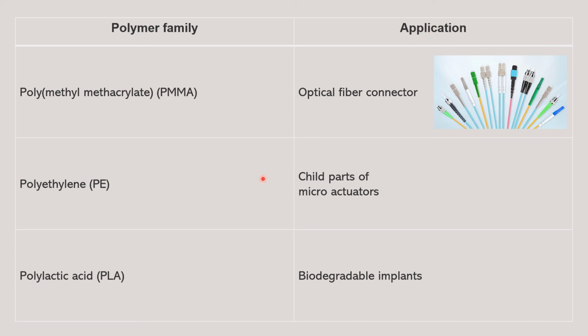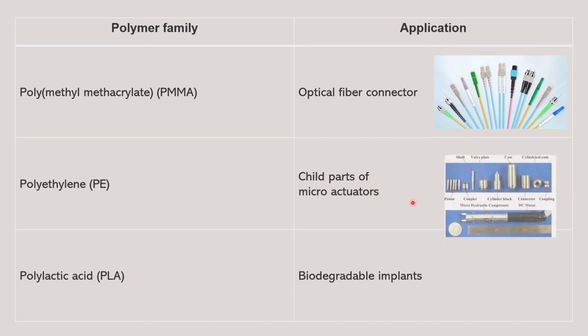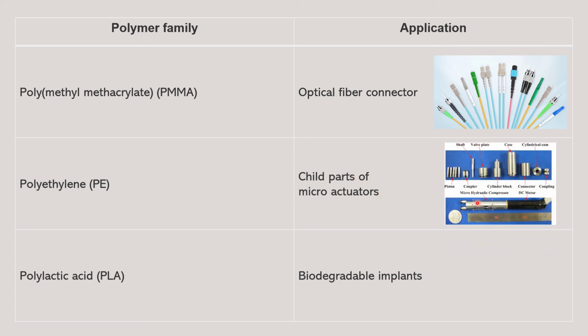So next one is polyethylene or PE. The applications made from this material are child parts of micro actuators. This one is an example of a micro hydraulic compressor, which is a micro actuator. So some of the parts in these actuators are made from polyethylene using micro injection molding.